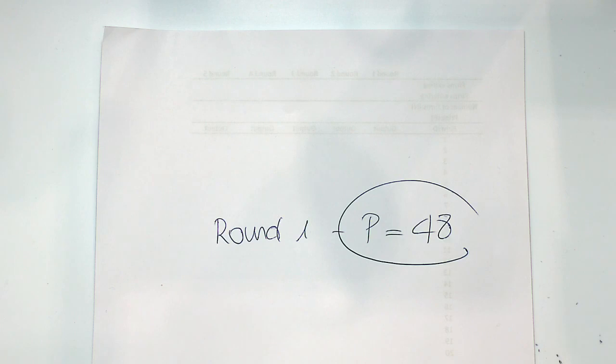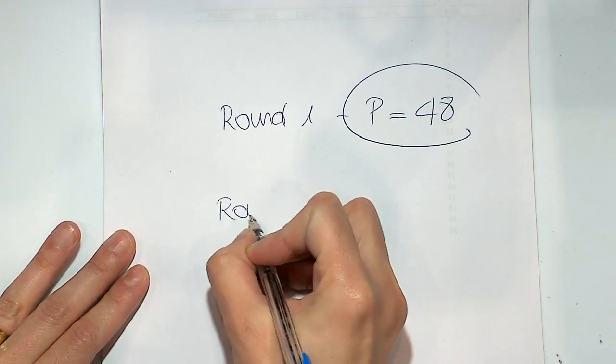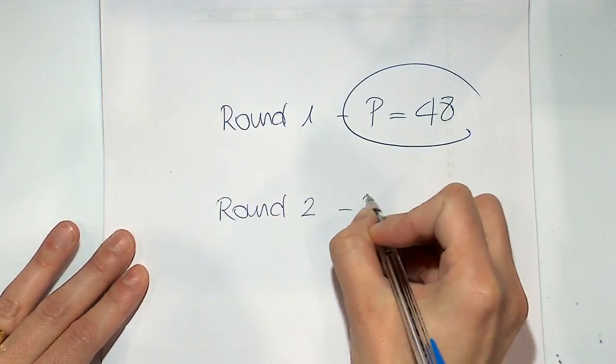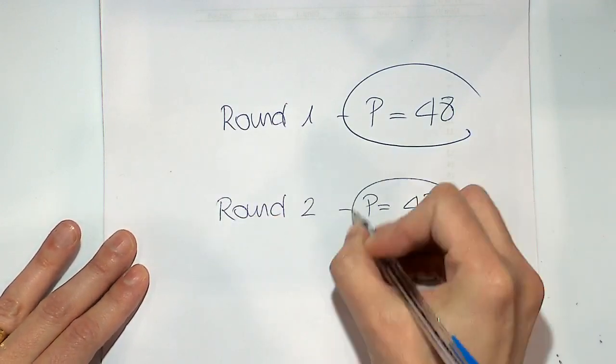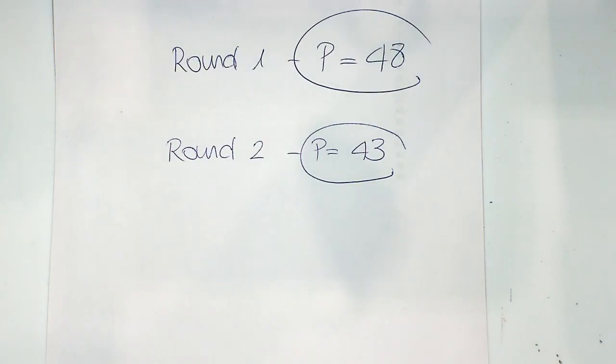Okay, so the price for round 2 is 43. Right, so we're in round 2, 43. Now again, 2 minutes. How much output could you release?